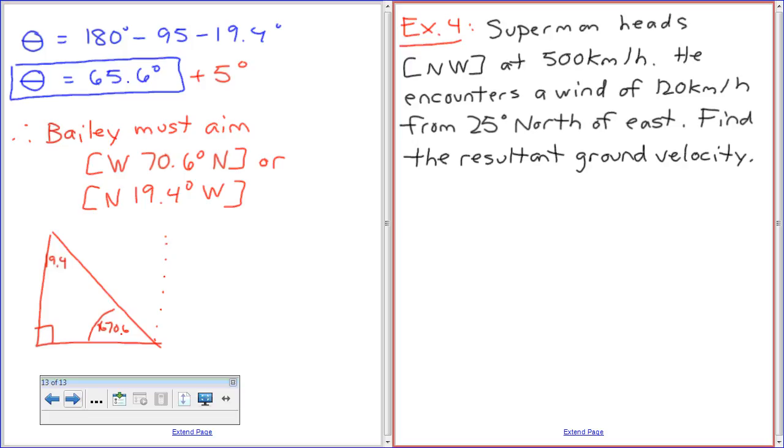500 kilometers per hour, but he's getting pushed. I know he's Superman, so he wouldn't really get pushed, but he's getting blown off his direction. If you're standing on the ground looking up, how fast is he going? That's the ground velocity, from someone on the ground.